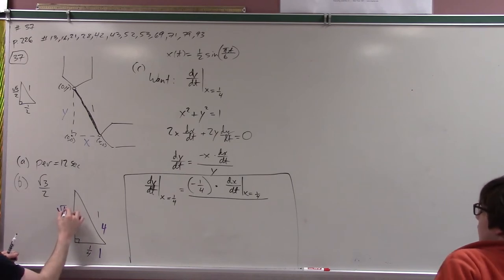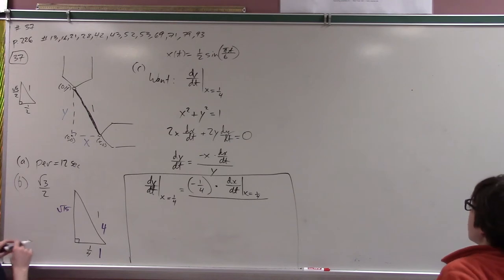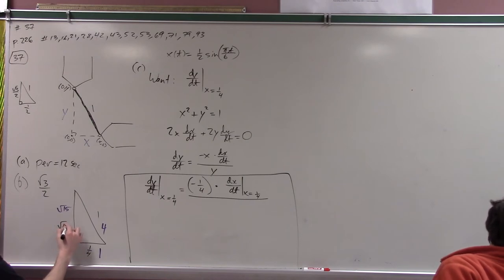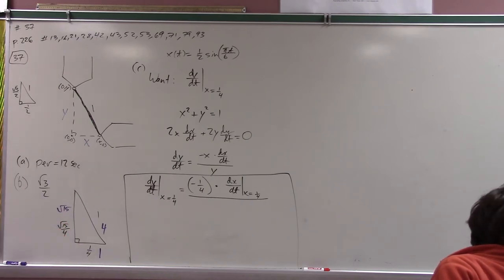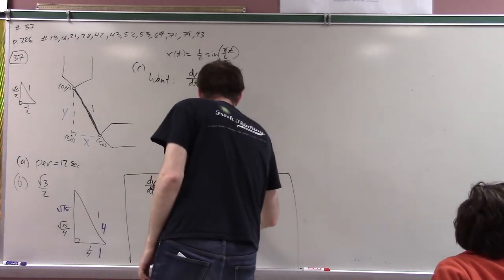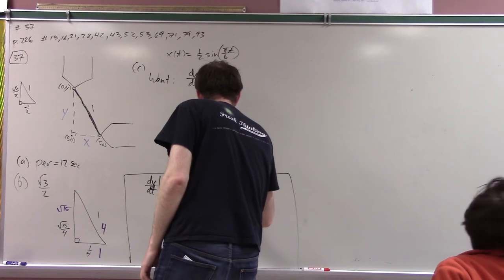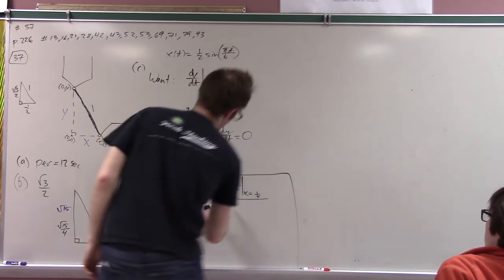Root 15. Root 15. Yeah. Root 15. And so now I shrink the triangle back down by a factor of 4, and it's root 15 over 4. That's how you do Pythagorean theorems in your head really fast. Follow? More or less? Okay. So this is root 15 over 4.